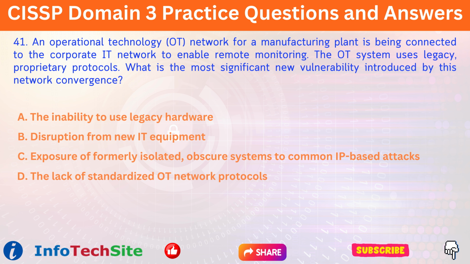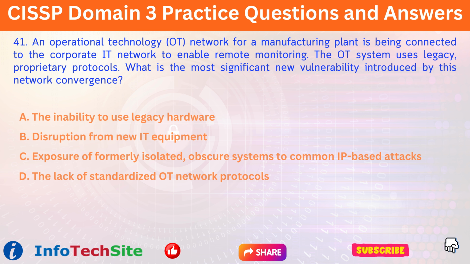41. An operational technology, OT, network for a manufacturing plant is being connected to the corporate IT network to enable remote monitoring. The OT system uses legacy, proprietary protocols. What is the most significant new vulnerability introduced by this network convergence? A. The inability to use legacy hardware. B. Disruption from new IT equipment. C. Exposure of formerly isolated, obscure systems to common IP-based attacks. D. The lack of standardized OT network protocols.